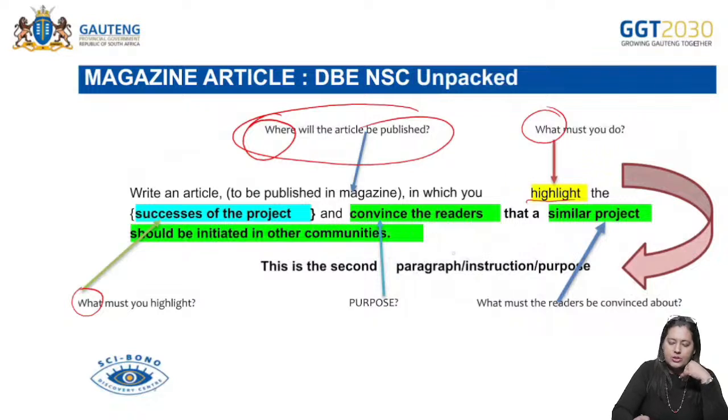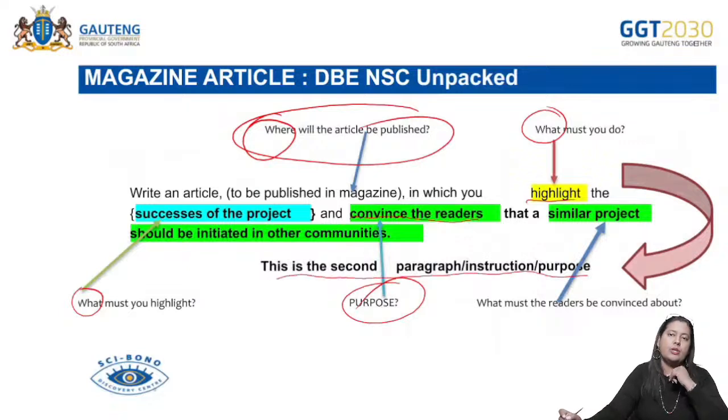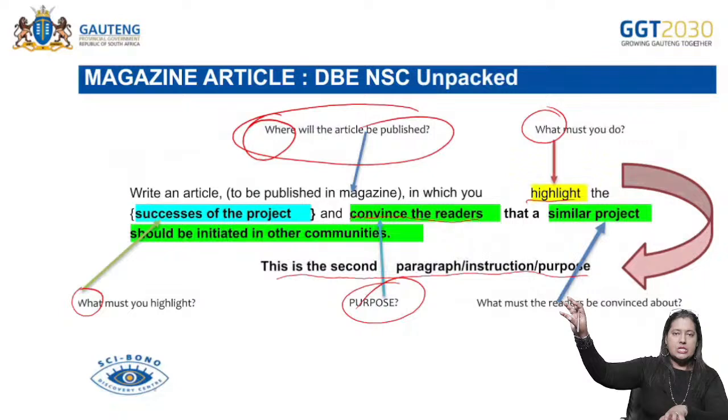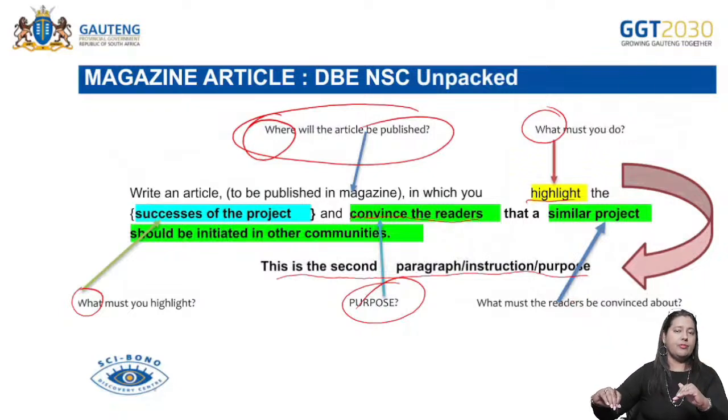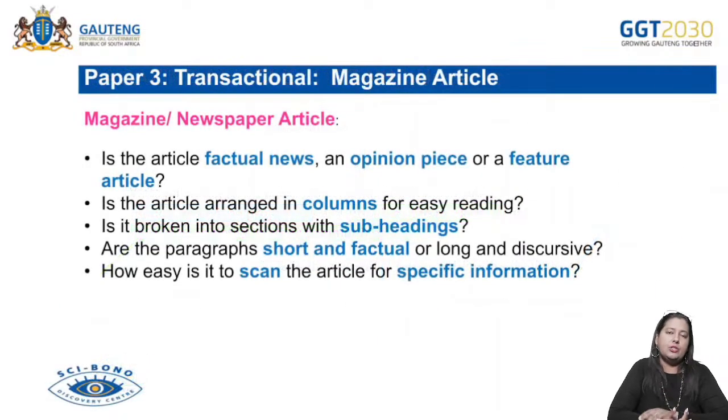Okay? And what are you going to do then? Convince the readers. So that is the purpose. You are going to convince them that this kind of project needs to also be initiated in a similar way in the community. All right. And then you are obviously going to be talking about the second part of the question, which is your instruction of what you need to do. So with the topics, you will get the first part, which is the statement, and the second part would be the question that you need to answer. So you have to convince them that a particular project like this needs to be initiated.